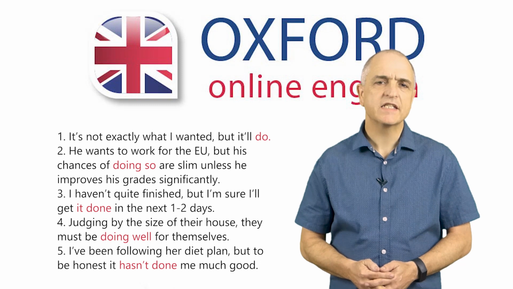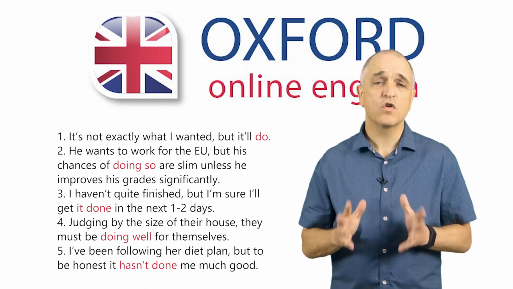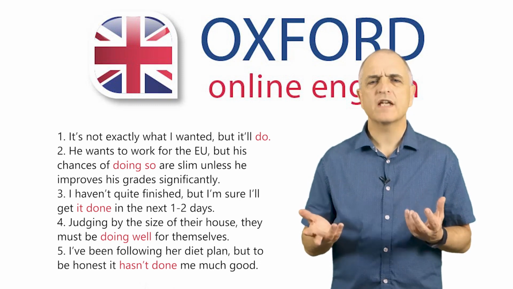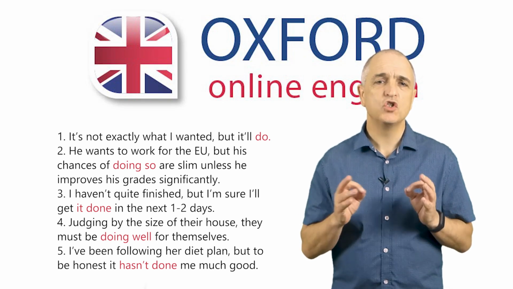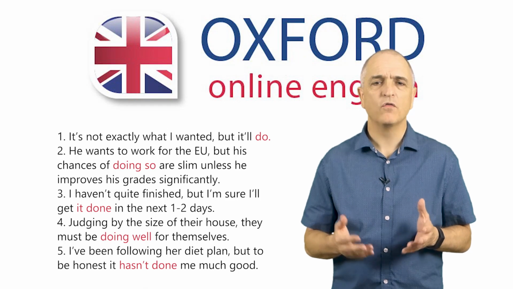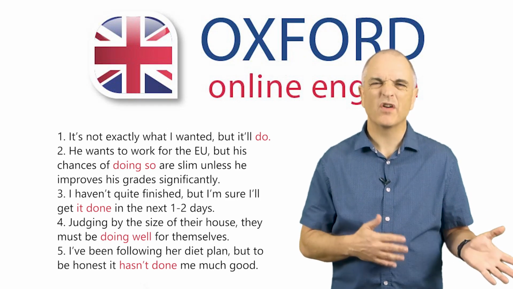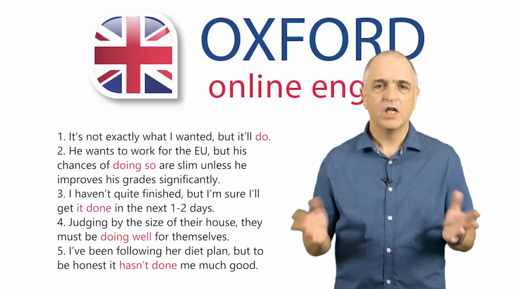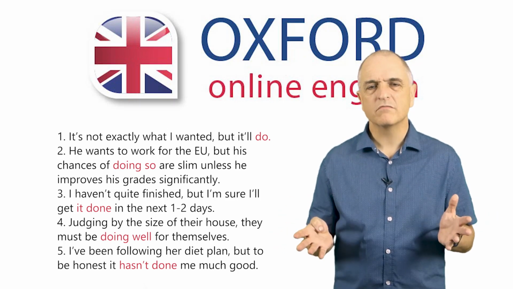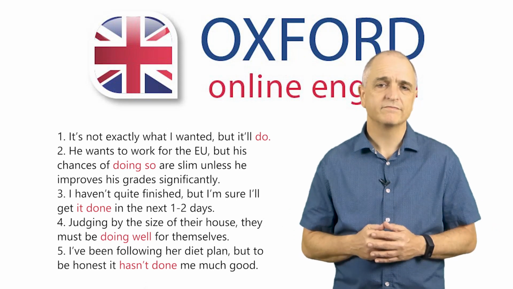Most of the sentences here test vocabulary points. For example, take sentence 1. In conversational English, do can have the meaning of be enough, but not very good. If you say, it'll do, you mean that it's not great, but it's enough for you.